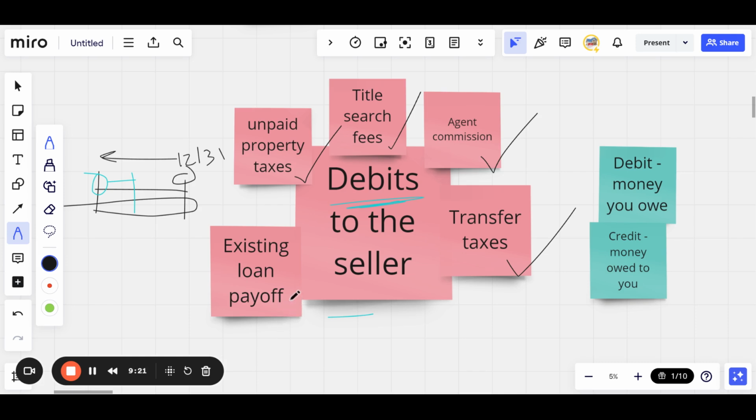So existing loan payoff would be something, as long as it's not being assumed or taken over by the purchaser, then they would have to make some sort of payoff there. So let's clean this up and get to a new screen.